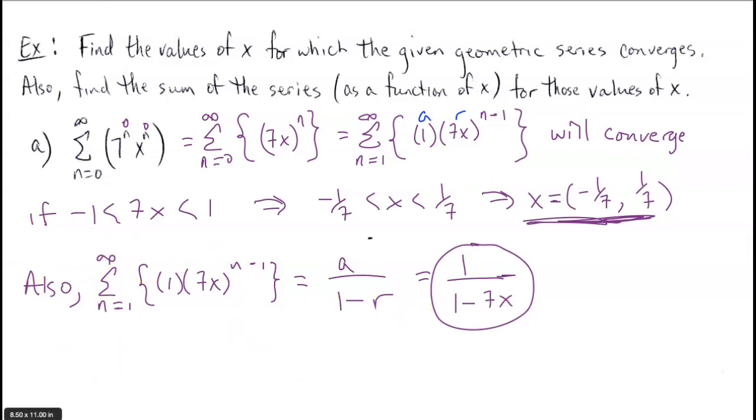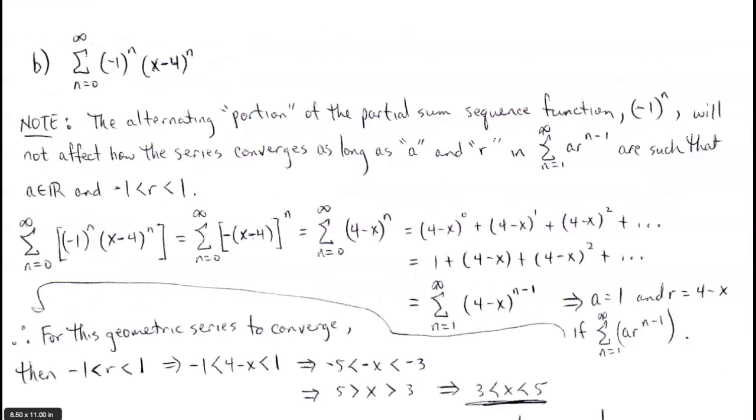All right, so let's look at our last example. For our last example, we want to do the same thing as we did for the previous one: find the values of x for which this particular series, if we force it to be geometric, will converge, and then find out in terms of x what the series will actually converge to.